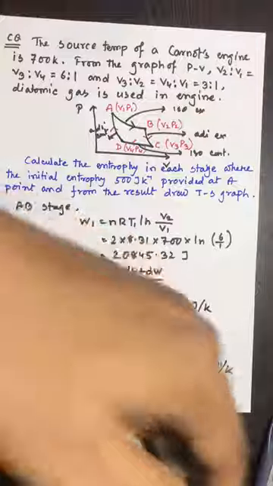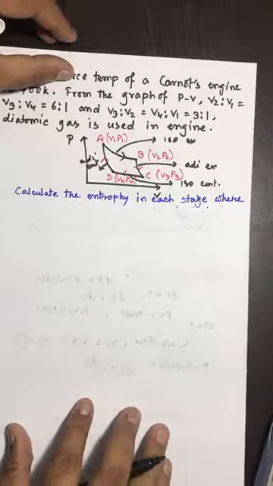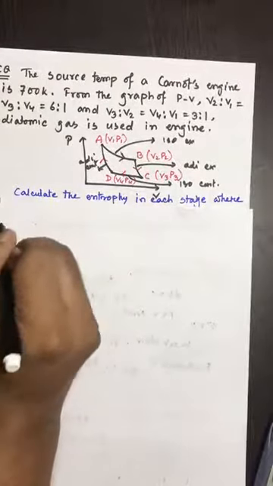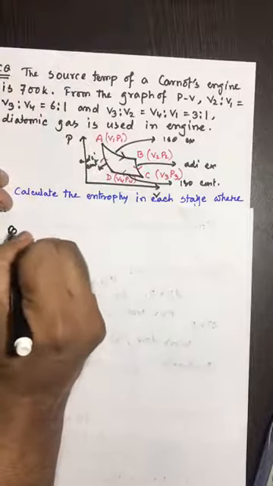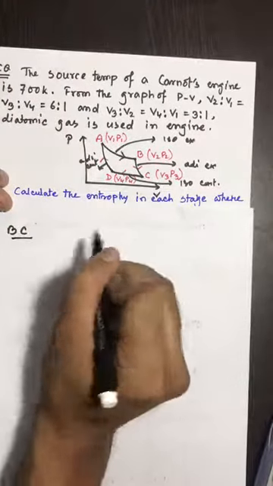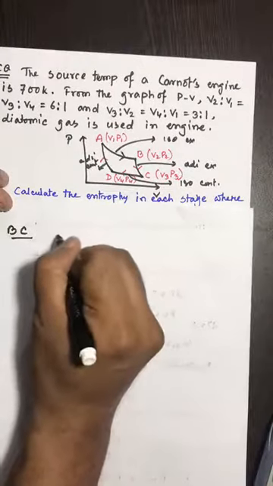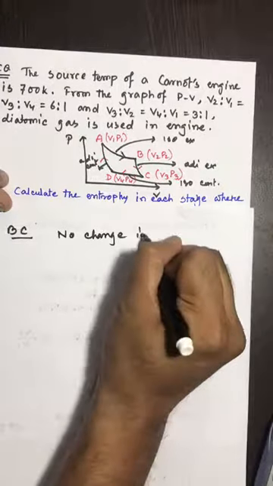Now we go to the BC stage. So whatever we have seen, we can keep this sequence in mind very clearly. In BC, the process is adiabatic. We know BC is adiabatic expansion. So at BC there is no change in entropy because dQ is 0.